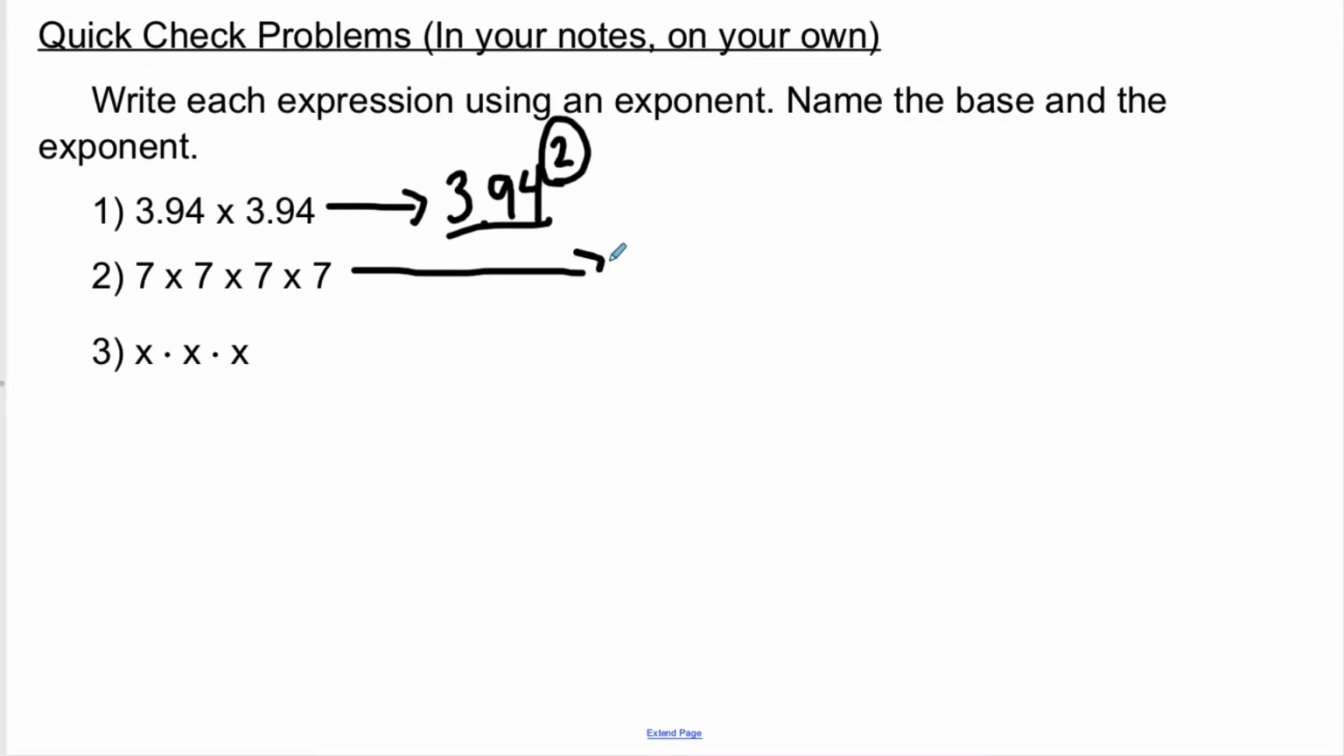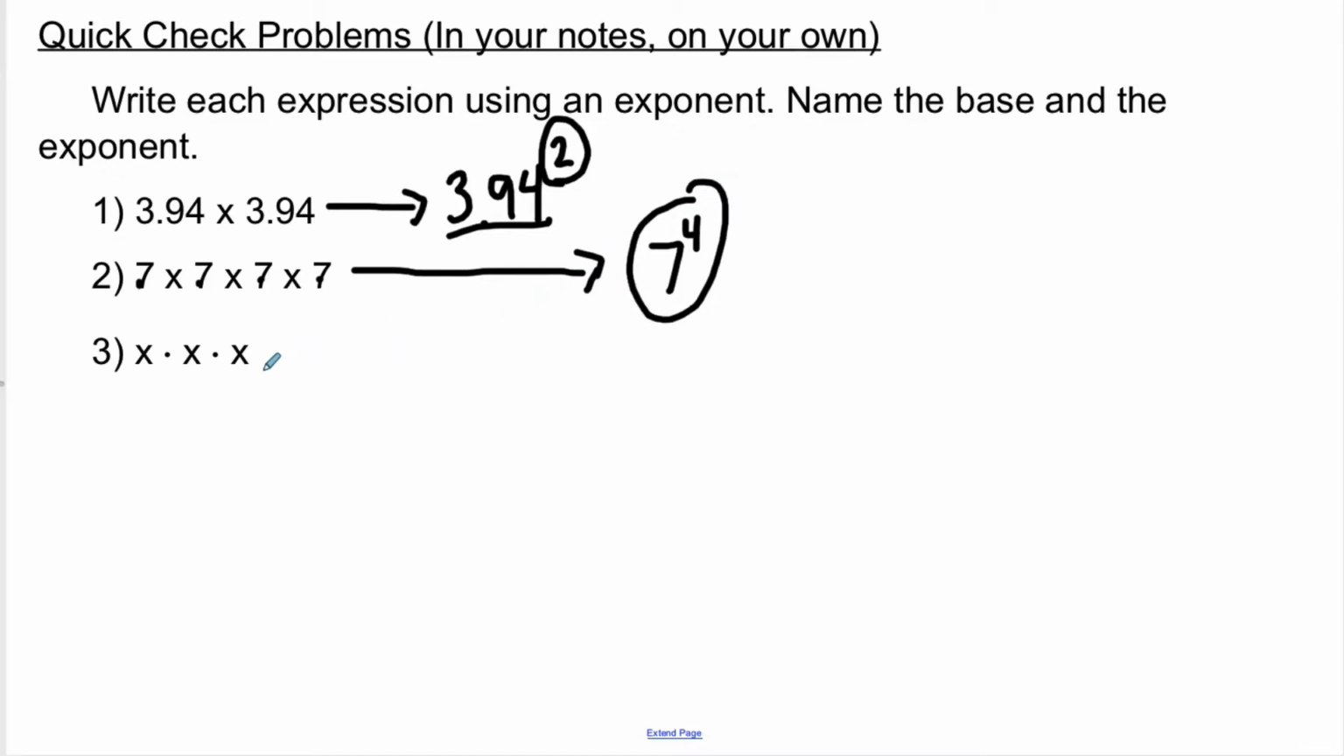All right, let's look at the next one. 7 times 7 times 7 times 7. If I'm writing that in exponential form, my base is 7. How many times am I multiplying it by itself? 1, 2, 3, 4. 4 times. So there's my exponent, 7 to the fourth power.